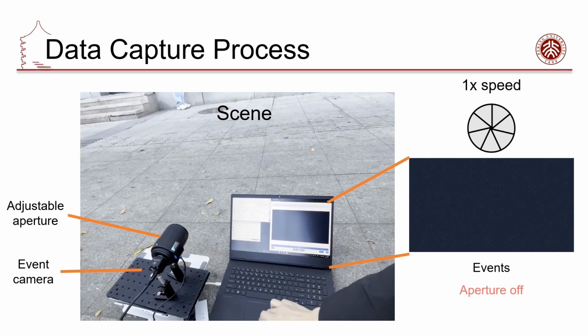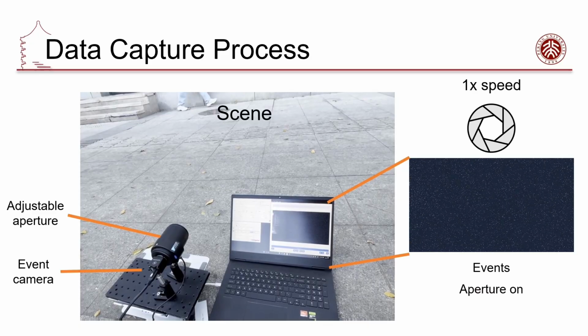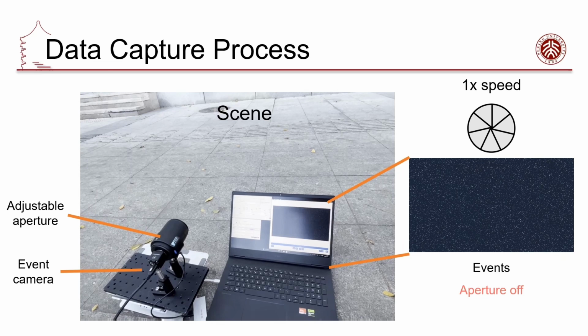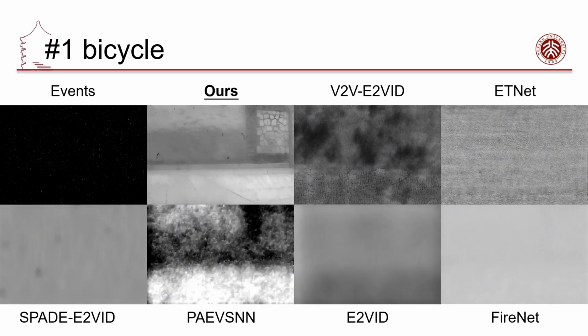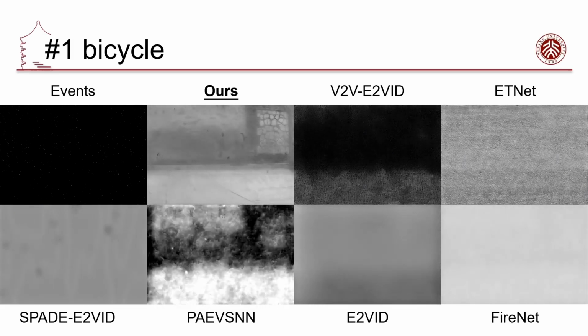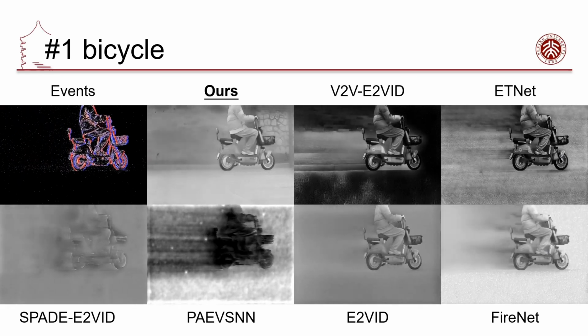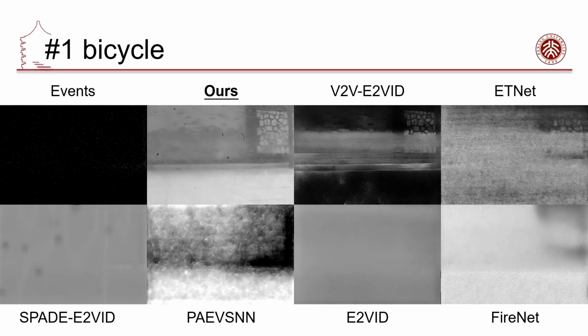In our experiments, we capture scenes using an event camera with a motorized aperture. Turning the aperture on and off generates aperture modulation triggered events, providing data for evaluation. Here are our results on real captured datasets. The results show that our method reconstructs static backgrounds and dynamic content more clearly than prior approaches. Dense event information from aperture modulation significantly improves visual quality.